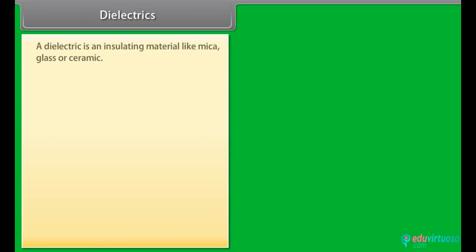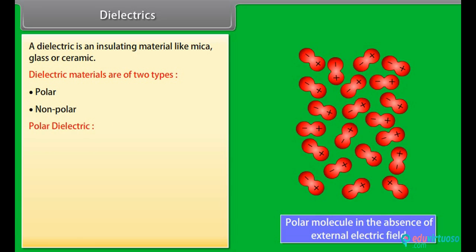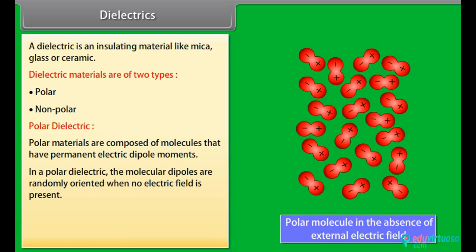Dielectrics. A dielectric is an insulating material like mica, glass or ceramic. Dielectric materials are of two types: polar and non-polar. Polar dielectric. Polar materials are composed of molecules that have permanent electric dipole moments. In a polar dielectric, the molecular dipoles are randomly oriented when no electric field is present.